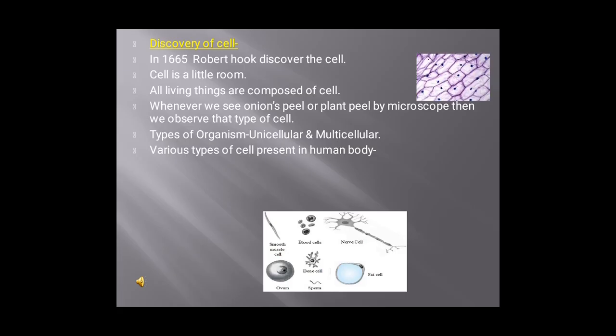So, on the basis of the number of cells, organisms are of two types: unicellular organisms and multicellular organisms. Unicellular organisms are single-celled organisms. All functions are performed by a single cell, and the lifespan is short. For example, amoeba, bacteria and paramecium. Amoeba is a simple example of a unicellular organism, in which all functions are performed by a single cell.